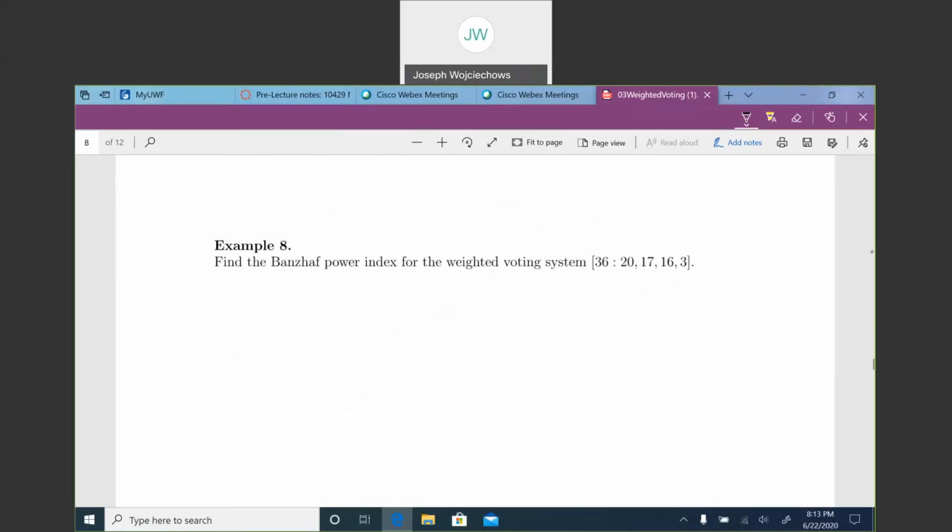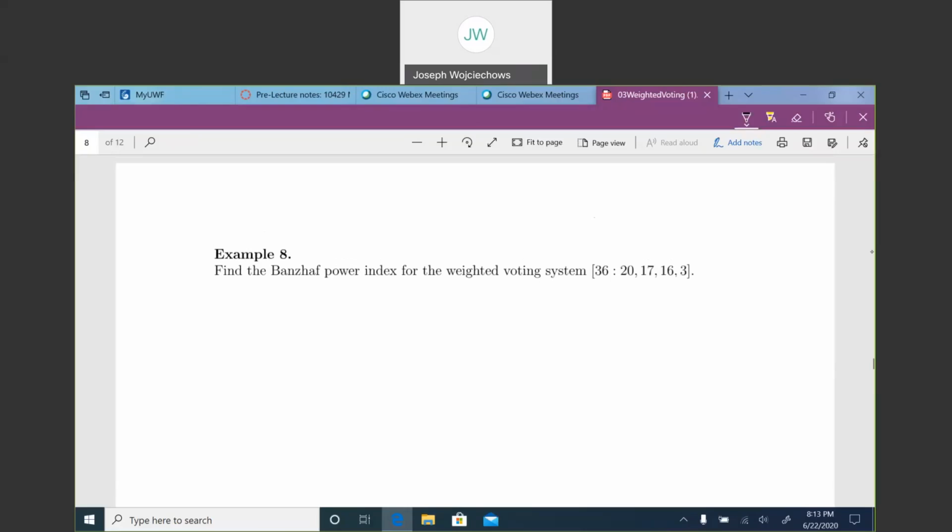Okay, let's see. Another example. So player 1 and player 2 will meet the criteria. That'll pass, 37. Player 1 and player 3 will pass as well, with 36. Player 2 and player 3 won't. Player 1 and 4, 2 and 4, and 3 and 4 will not.